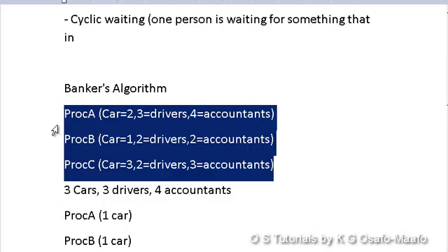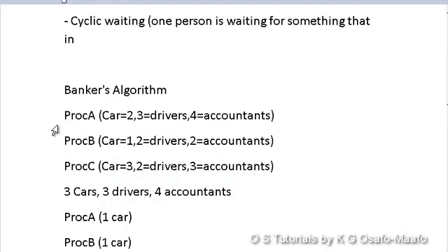And the example here is: process A needs 2 cars to finish a project, process B needs 1 car, and process C needs 3 cars, but you only have 3 cars. If you give each process a car, you end up in a deadlock. But you can let process A go first, give it the 2 cars, and let it finish. After it finishes, you go to process B, which has 1 car, and process C, which has the 3 cars. So that is just a brief overview of deadlocks.